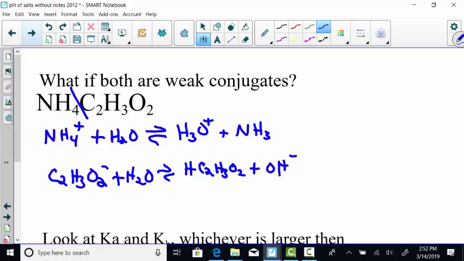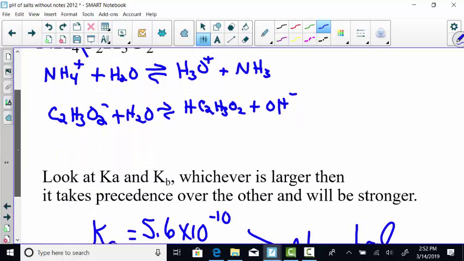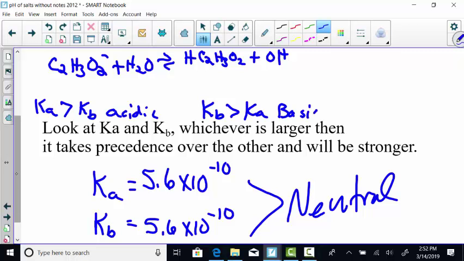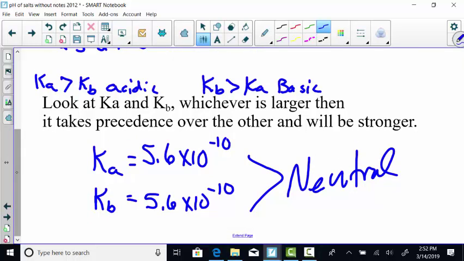So, is the solution acidic or basic? Well, the only way you can find out is you have to look at the Ka and the Kb. And whichever is larger, that would take precedence over the other and would be the stronger. So if the Ka were bigger than the Kb, then you would be acidic. If the Kb were bigger than the Ka, then you would be basic. I just happened to choose one where the Ka and the Kb were the same. And so if that ever happens, then you're neutral.